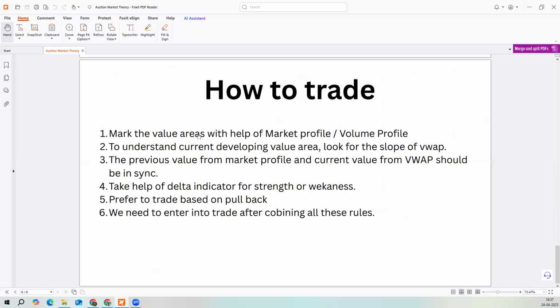You have to create your value area with the help of market profile. We just saw how to create the levels. Then use the slope of the VWAP, take the help of the delta, and always wait for a pullback. Okay, so I hope you understood how to trade and what are the levels for XAUUSD and EURUSD.